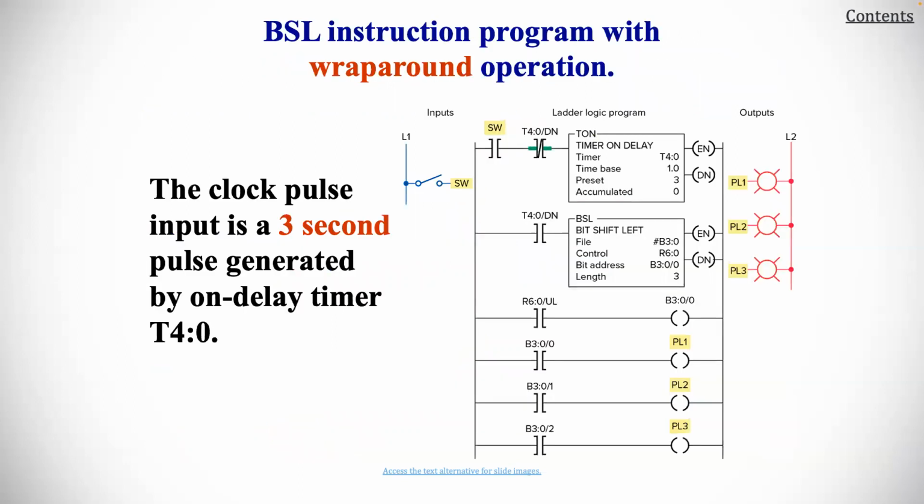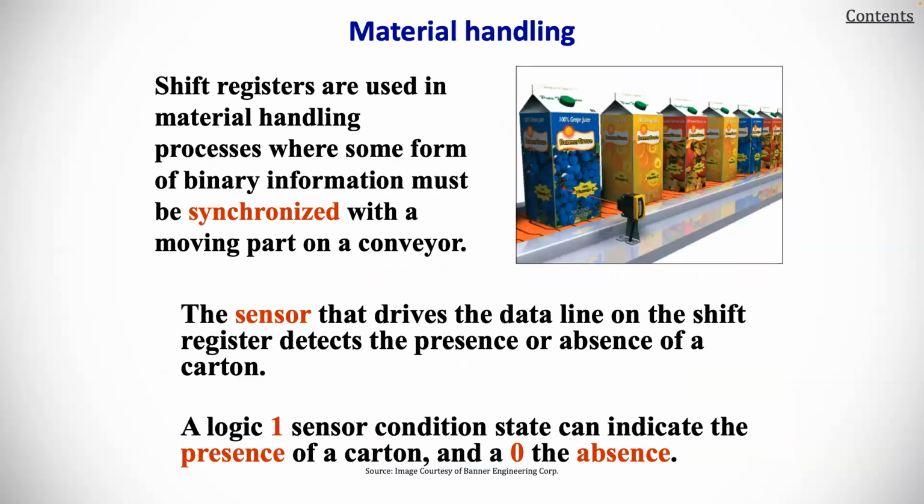And then you have the wraparound operation, BSL instruction program with wraparound. The clock pulse input is a 3-second pulse generated by an on delay timer. And so that would be a possible way of how you could use that.